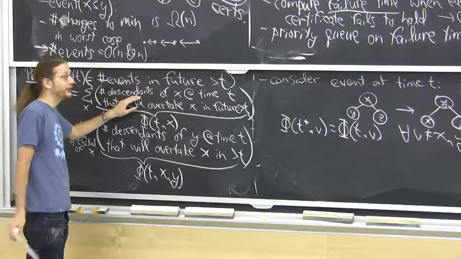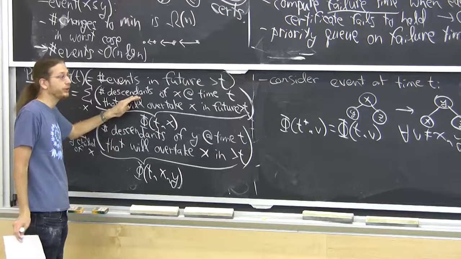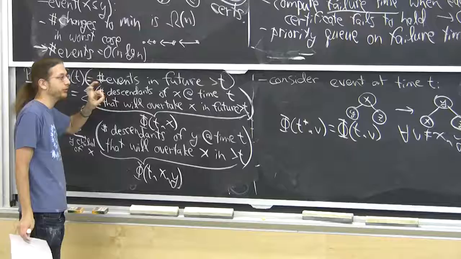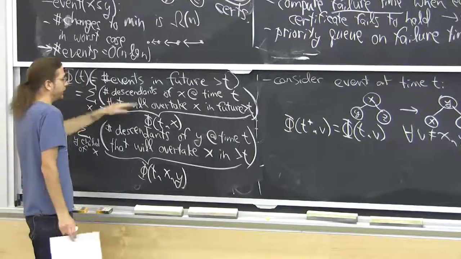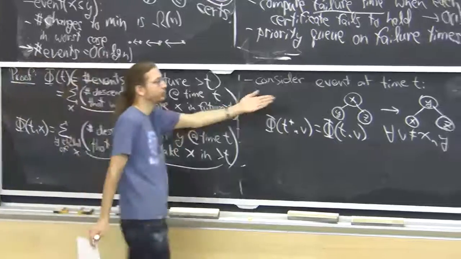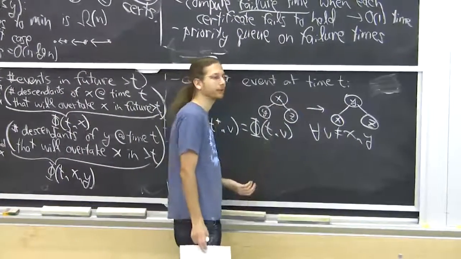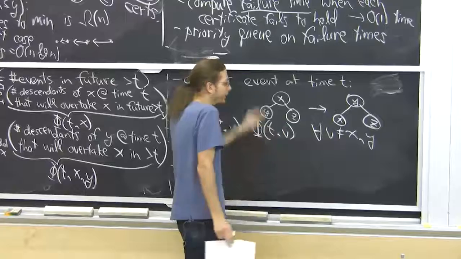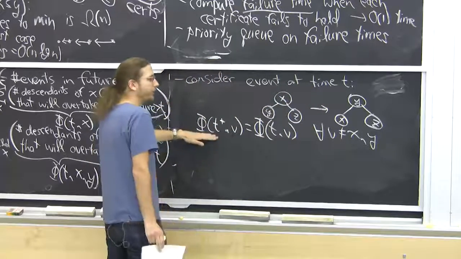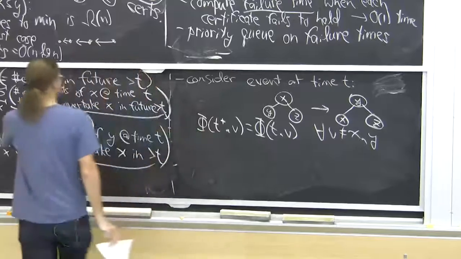So do the descendants change? Descendants of x and y change, but no one else's descendants change. There's just a swap of two adjacent elements. Will overtaking change? No. If you were going to be overtaken by x before, you'll still be overtaken by x, and it's still a descendant, unless it was y. Y is the only one for which it changed. So we only have to think about x and y and how their potentials are changing.